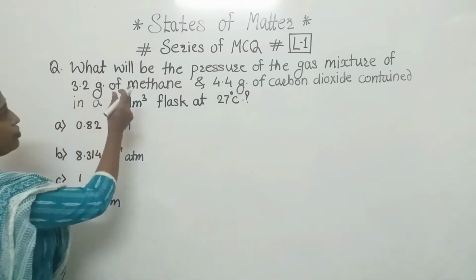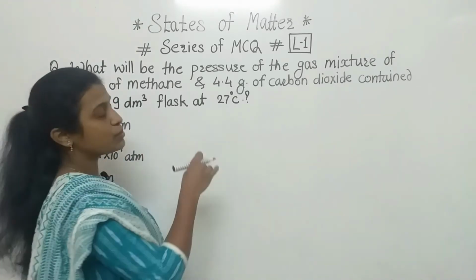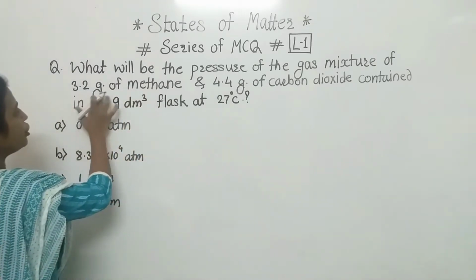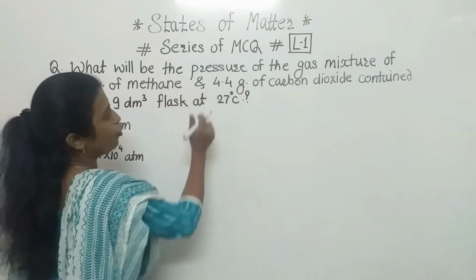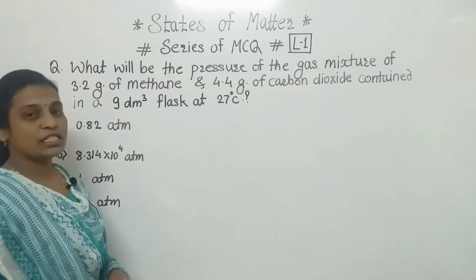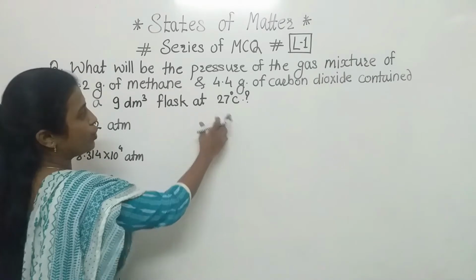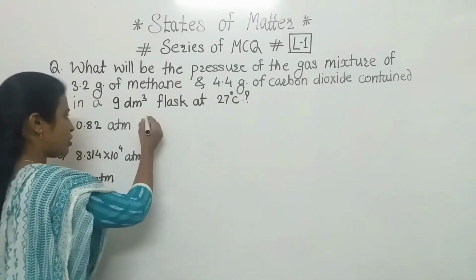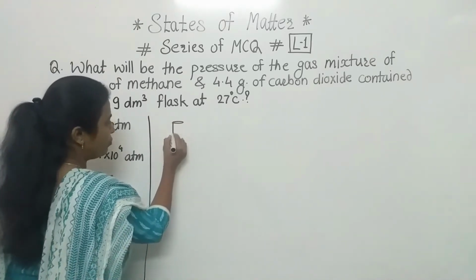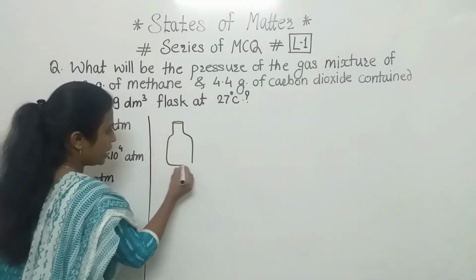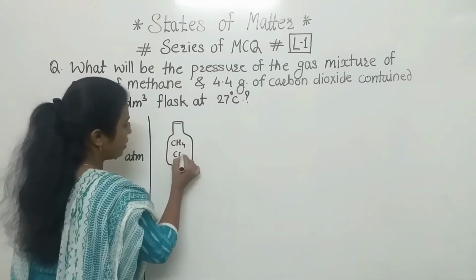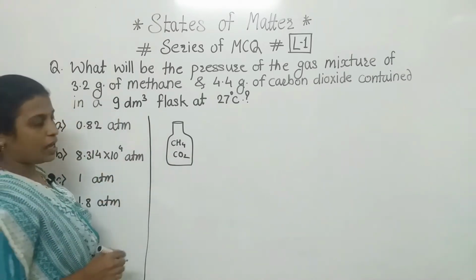That is, what will be the pressure of the gas mixture. Here they have given a gas mixture of 3.2 gram of methane and 4.2 gram of carbon dioxide contained in a 9 decimeter cube flask at 27 degrees Celsius. So firstly we will understand this MCQ. Now see, one flask is there. In that flask, methane whose formula is CH4 and carbon dioxide, these two gases are there.